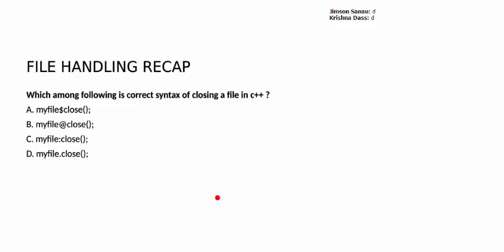Okay, so we've got two responses from Jimson and Krishna. You said D, and no response from Eva. Both are D, and yes, that is the correct answer. So this is the correct way to close the file. You have the file name, then the dot operator, and then the close function. That is how we close a file.